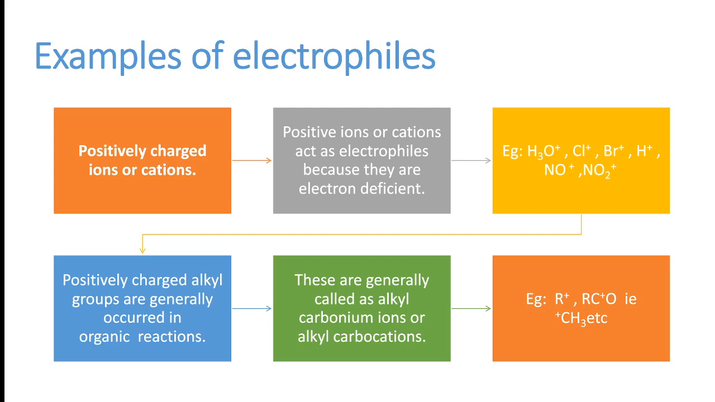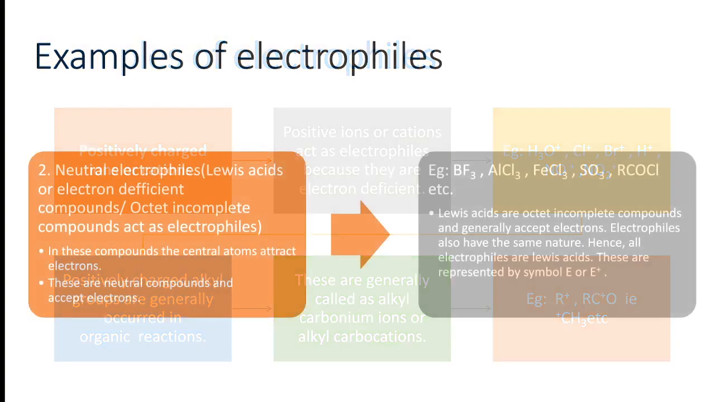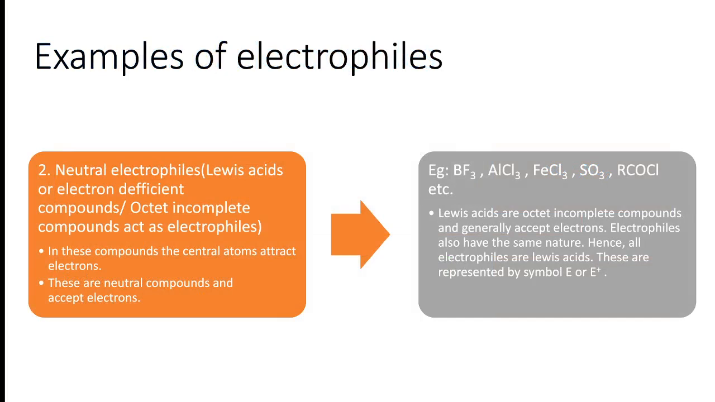Here specific example we have given methyl carbonium ion, CH3 plus. Similarly C2H5 plus, isopropyl carbonium ion, methyl carbonium ion, ethyl carbonium ion, tertiary butyl carbonium ion. Like this we can give many examples where carbon bears the positive charge. Next. Other examples of electrophiles.